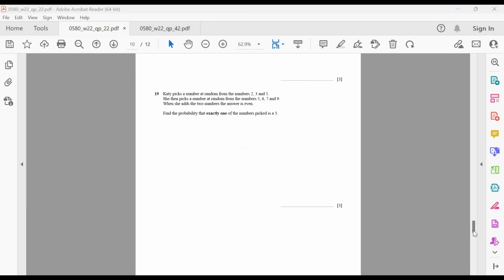So the question says that she picks a number at random between 3 and 5, and then she picks another number from 5, 6, 7, and 9. When she adds the two numbers, the answer is even. Okay. So we know that even plus even will give you even, odd plus even will give you odd, and odd plus odd will give you even. So find the probability that exactly one of the numbers she picked is a 5.